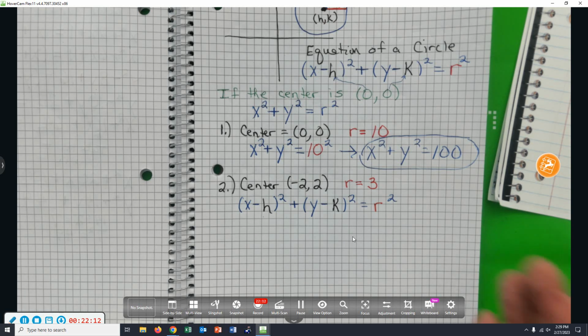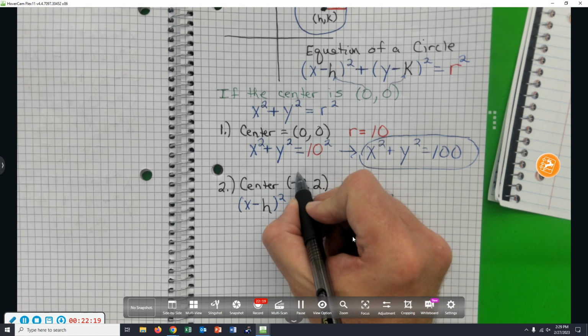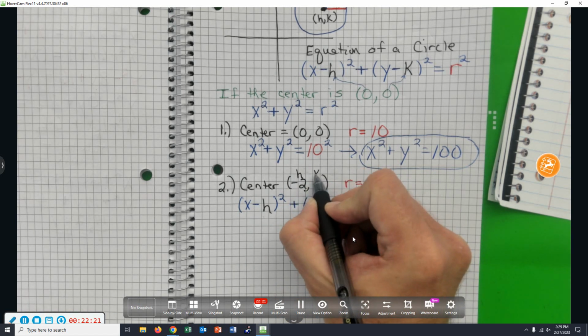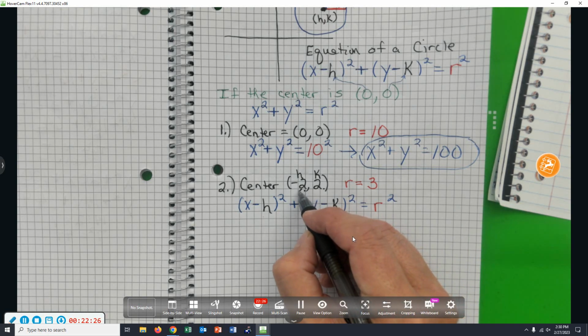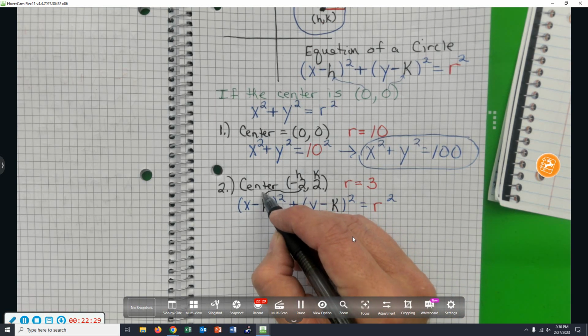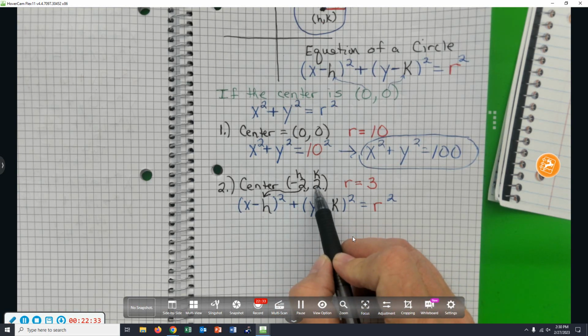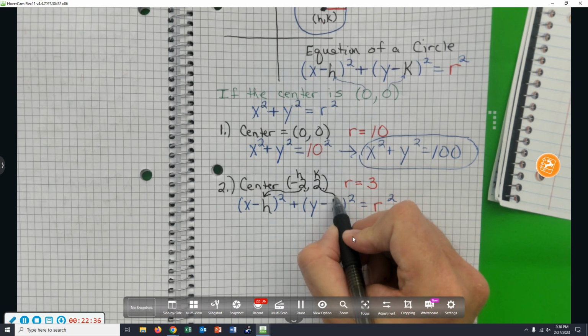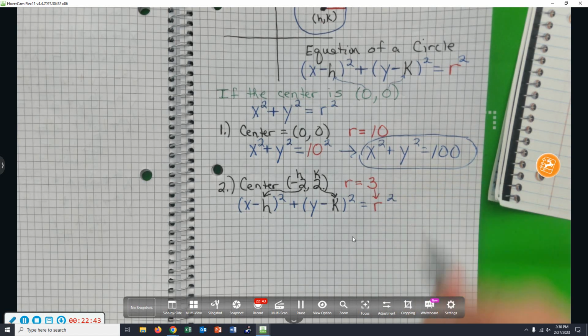Well, we're now going to plug in. What do I mean by plug in? We call the center H, K. So here's H, there's K. In place of the letter H, you're going to put a -2. Watch out for those minus signs. In place of the letter K, you're going to put a +2. And in place of the R, we're going to put 3. So this isn't really hard.